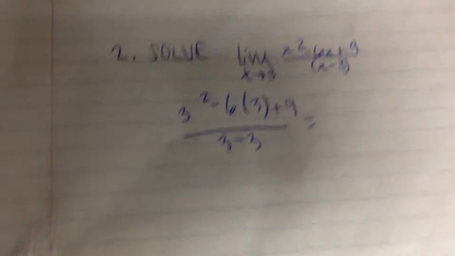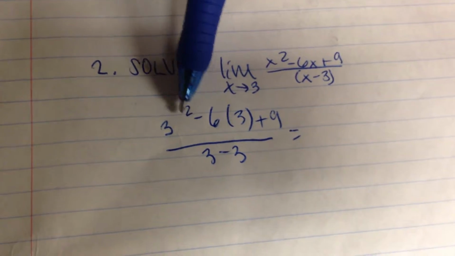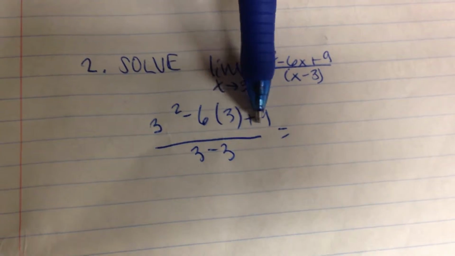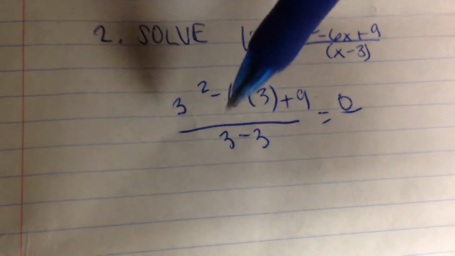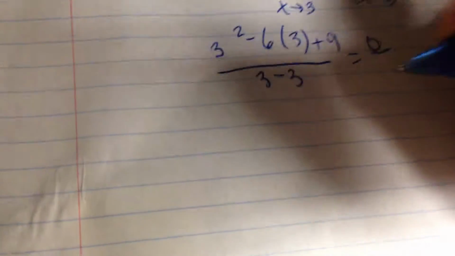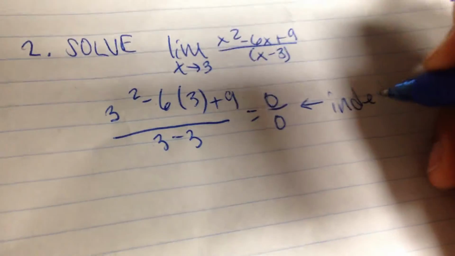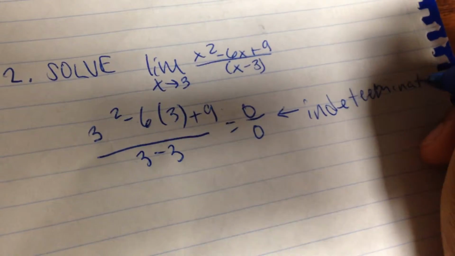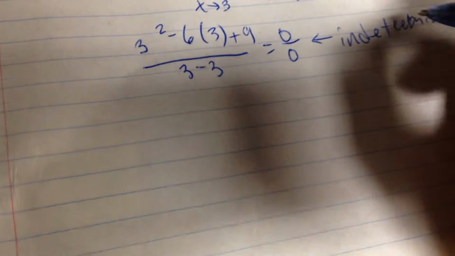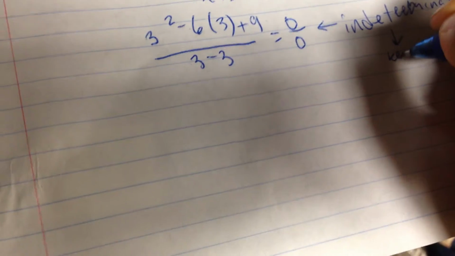But you see here that 3 squared equals 9 minus 18 plus 9, so that gives you 0 on top. And this would be okay, but you actually get 3 minus 3 on the bottom, which also gives you 0. So that makes this indeterminate. And this means that you have to keep going.